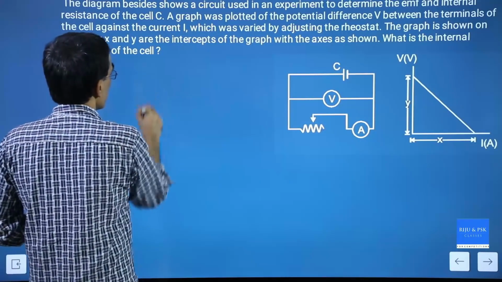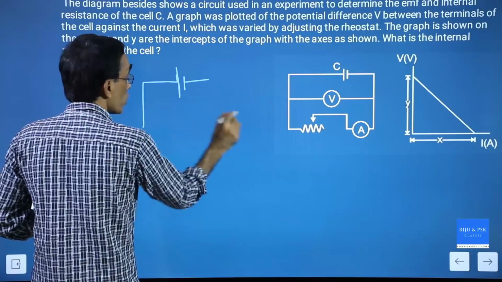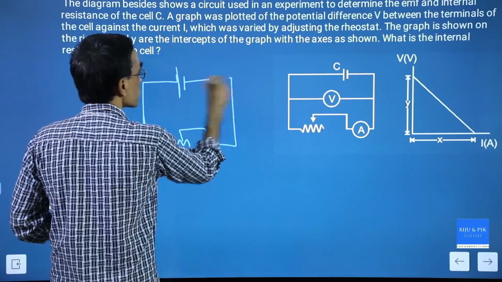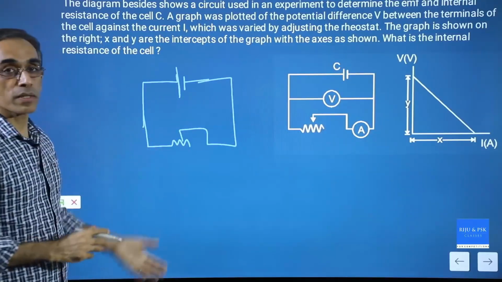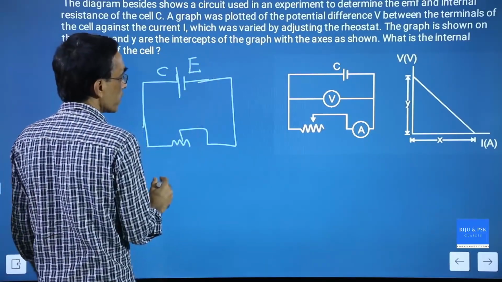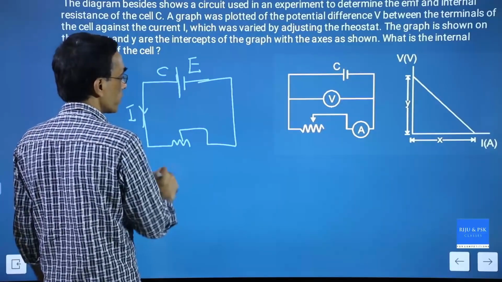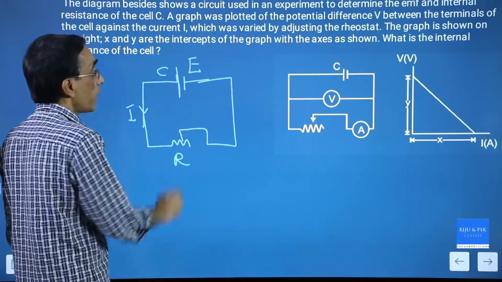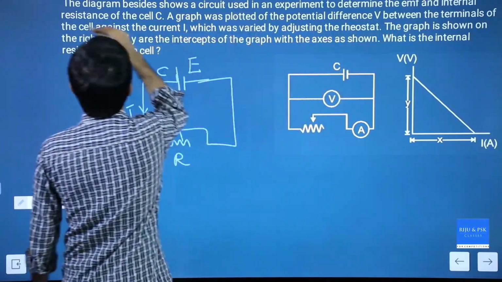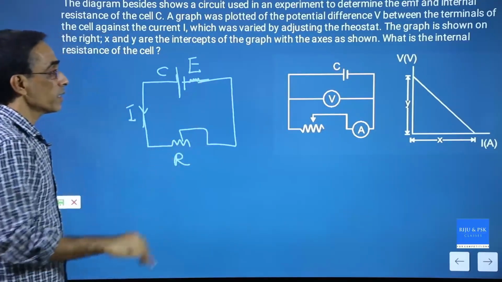I'll tell you what: you just draw the cell. Do not use the voltmeter there. Simply put the circuit like this. Now this is simple. There is a cell here which will have an EMF E. There will be a current flowing in this direction, positive to negative. There is a resistance R. And the cell will have an internal resistance, because it's given that we are to determine the EMF and internal resistance, so there must be an internal resistance also. Then look at the graph.